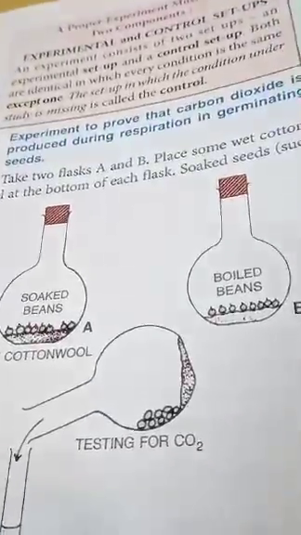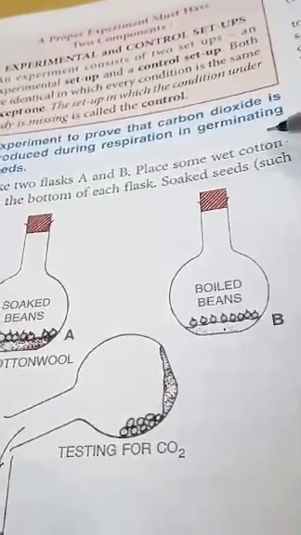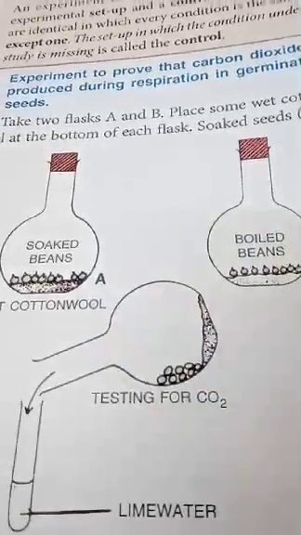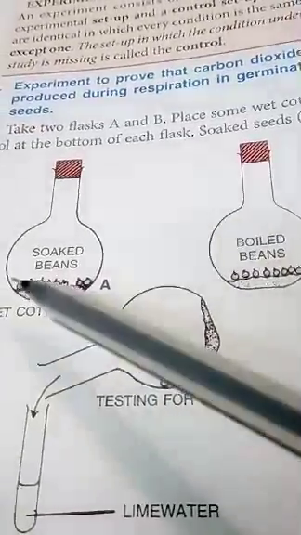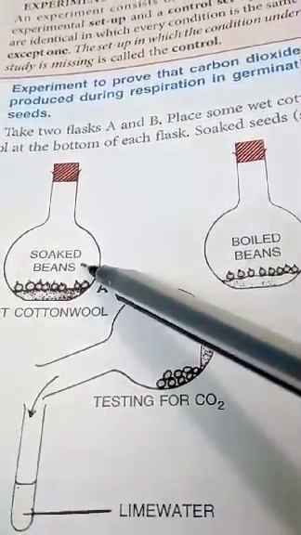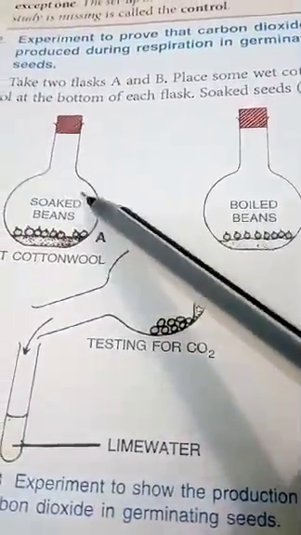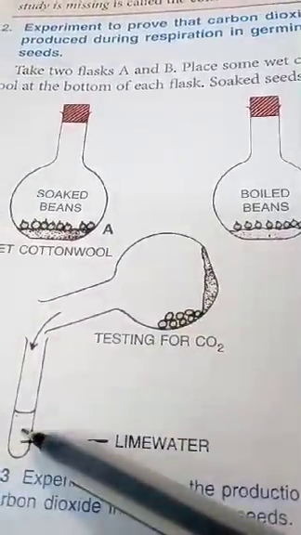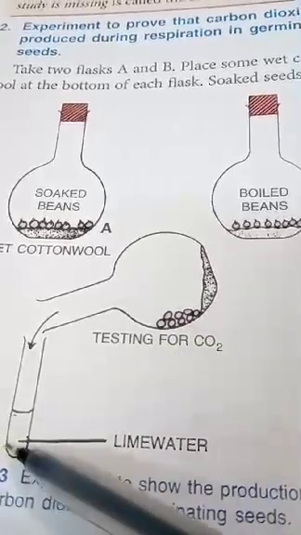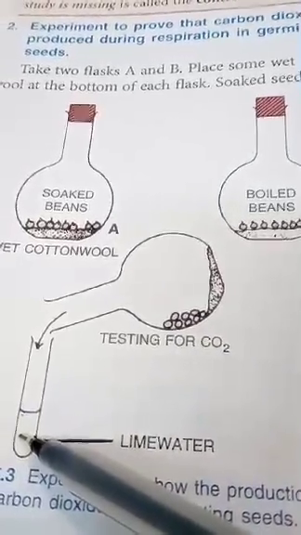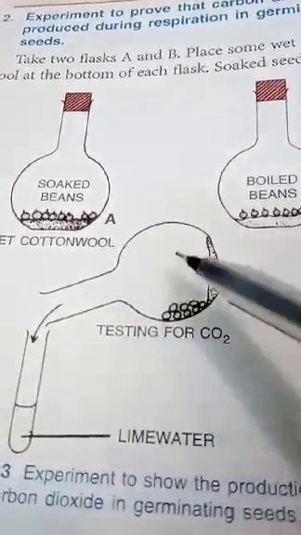Second experiment, to prove that carbon dioxide is produced during respiration. It's very simple. Again, we take two flasks, one is the experimental, one is the control. Here boiled seeds, here soaked germinating seeds. We find that after some time, when we introduce the air from here into lime water, the lime water turns milky, which shows that respiration leads to production of carbon dioxide.